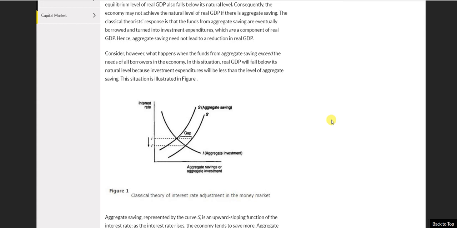Eleventh, savings are automatically invested and equality between the two is brought about by the market through the rate of interest. Twelfth, capital stock and technical knowledge are given. Thirteenth, the law of diminishing returns operates in production. And fourteenth, it assumes the long run.